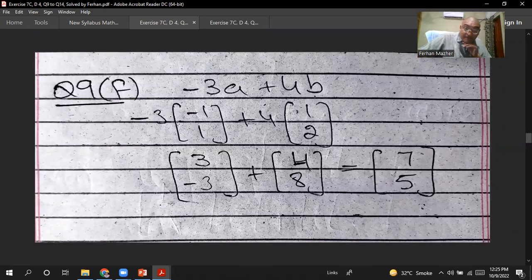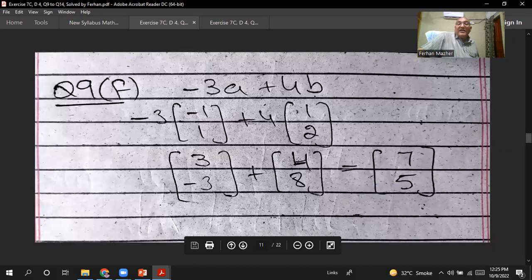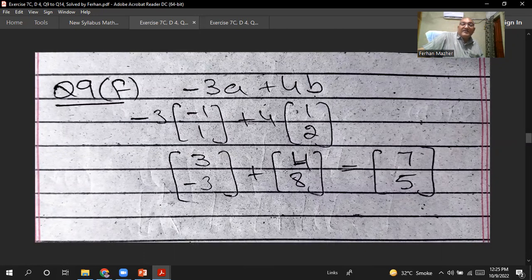So it will be minus 3A plus 4B. So it will be minus 3, and then you have the column vector. You will have minus 1, 1 plus 4 into 1, 2. I will bring this negative inside, so it will become positive 3 and downstairs it will be a minus 3. Here you will have 4 and 8. So 3 plus 4 is 7. Minus 3 plus 8, that will be 5.